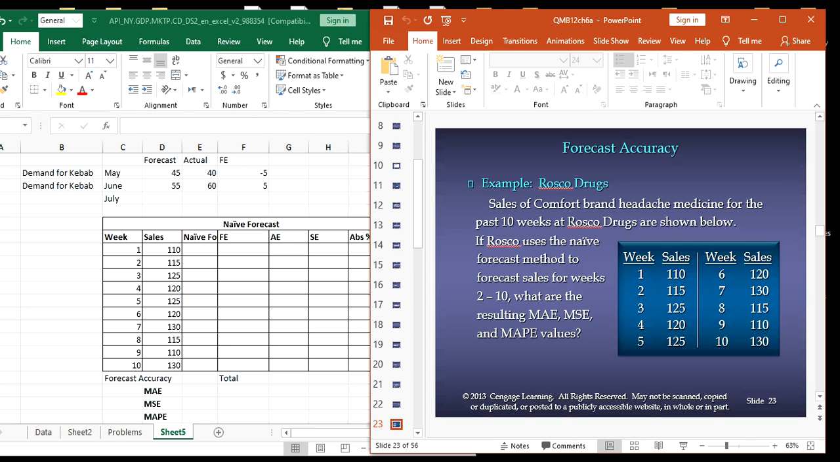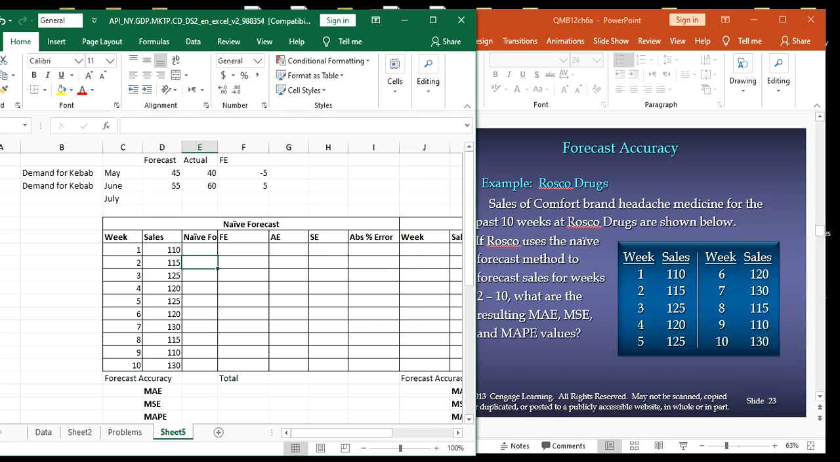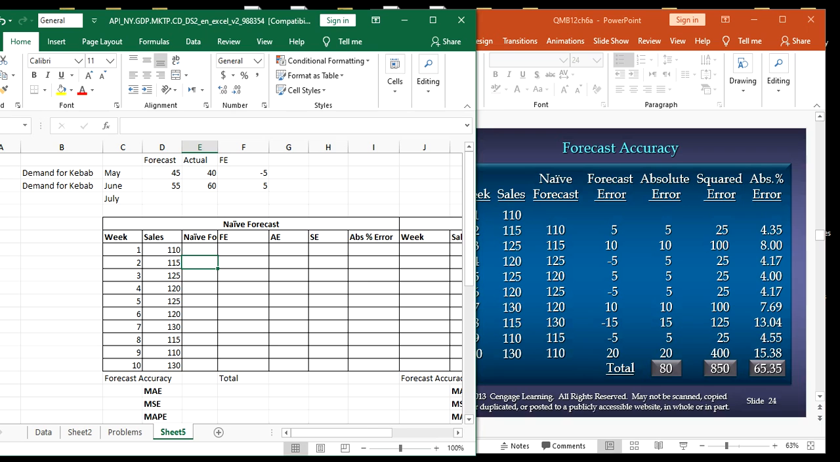So here is headache medicine for a pharmacy store, so they expect the sales to be this way. So let's find all of these. I'm giving the example over here, and this is the answer, but how we get there, we'll go over.